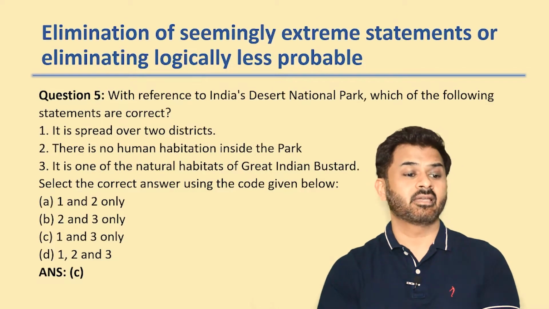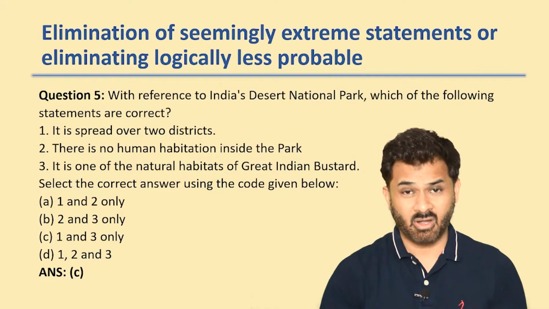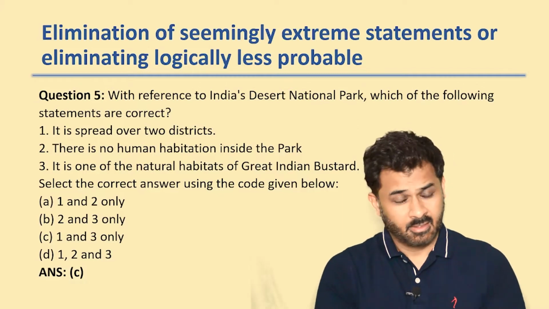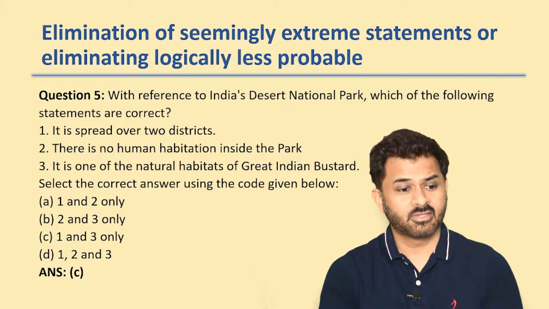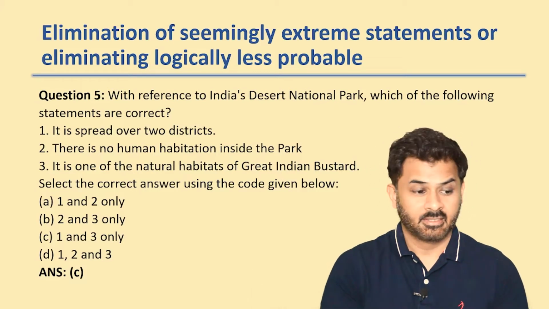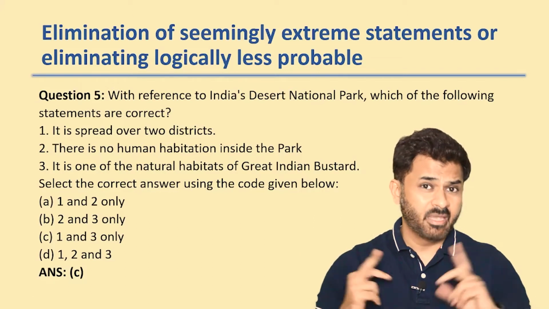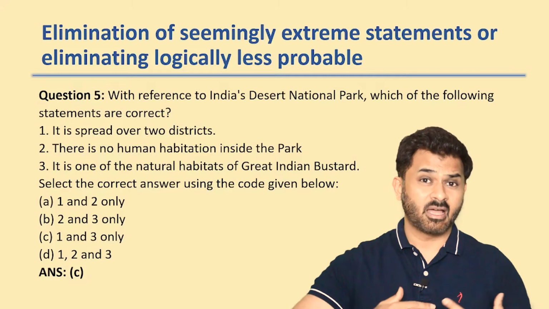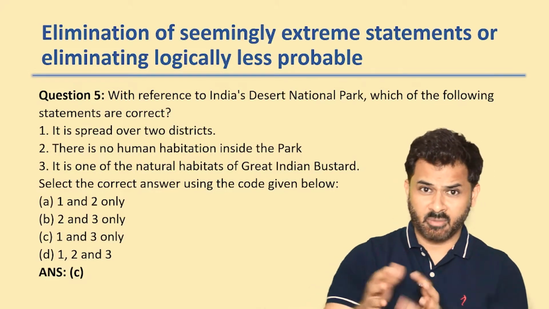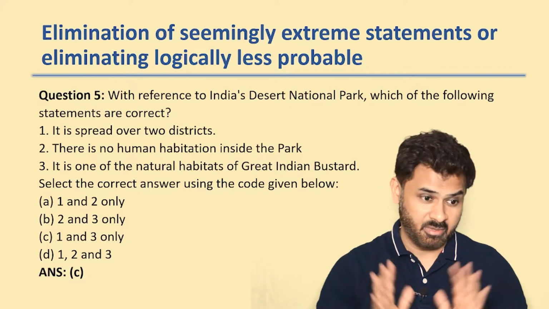The third technique is elimination of seemingly extreme statements, or you can say eliminating logically less probable ones. Let us see this through a question. With reference to India's Desert National Park, which of the following statements are correct? The first: it is spread over two districts. You understand that national parks are big areas, and sometimes they span across districts, so it may include a little portion of two districts. That is very probable, so the first statement may be correct.